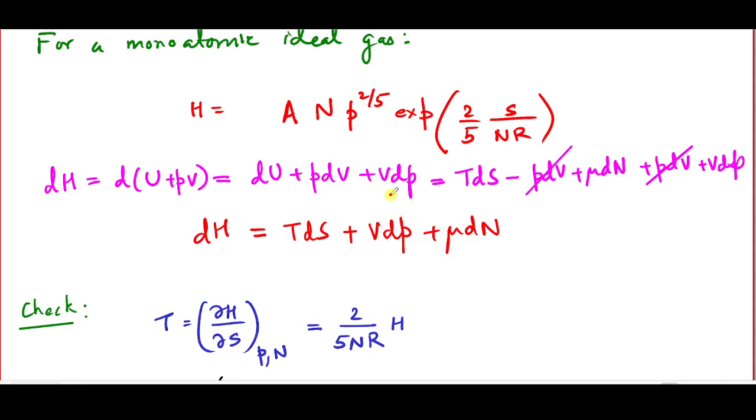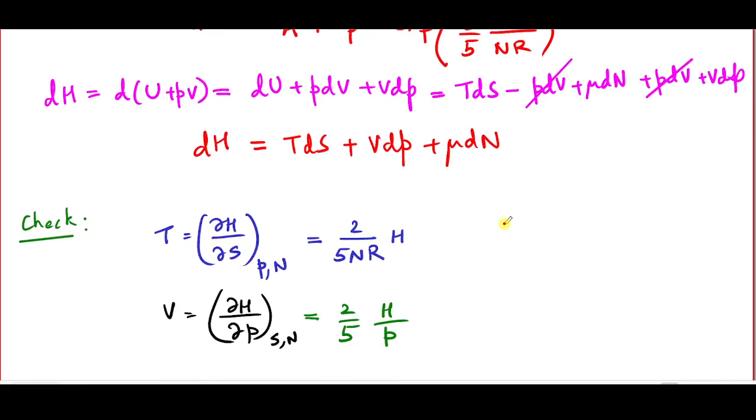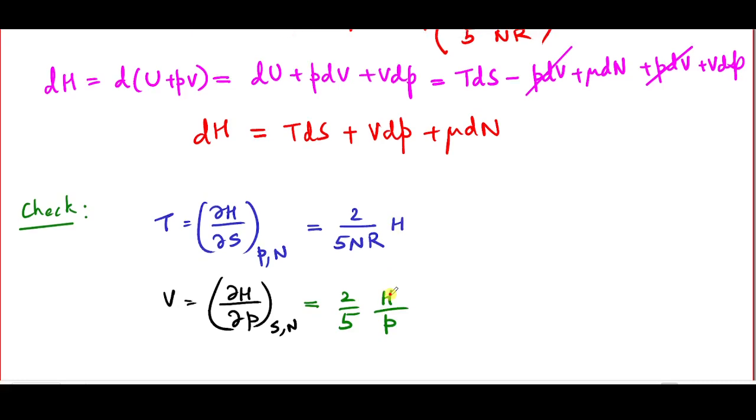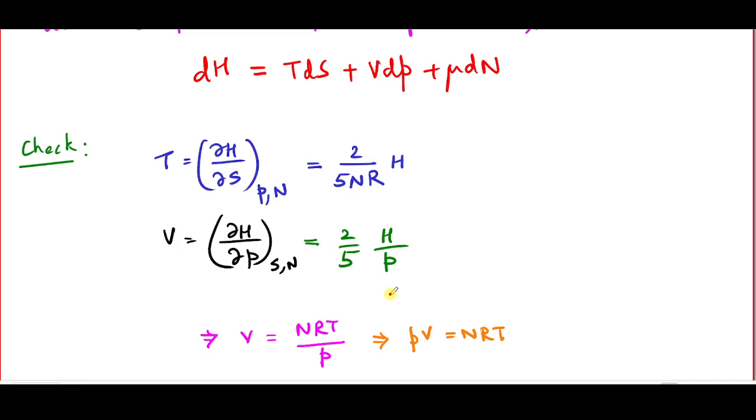Volume, V, will be del H del P, keeping S and N constant. And that immediately can be worked out from this expression to be 2/5 H over P. And now, between these two expressions, it should be very, very easy to eliminate H and see that V is actually given by nRT over P, which gives us the famous equation PV equals nRT, the mechanical equation of state for the ideal gas.